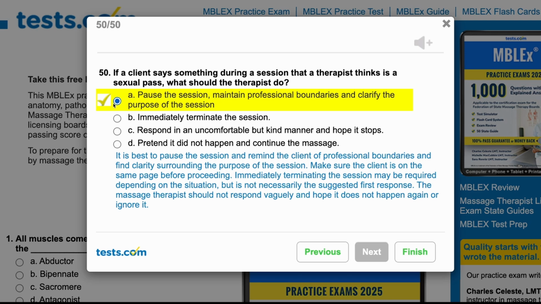A. Pause the session, maintain professional boundaries, and clarify the purpose of the session. It is best to pause the session and remind the client of professional boundaries and find clarity surrounding the purpose of the session. Make sure the client is on the same page before proceeding. Immediately terminating the session may be required depending on the situation, but is not necessarily the suggested first response. The massage therapist should not respond vaguely and hope that it does not happen again or ignore it.